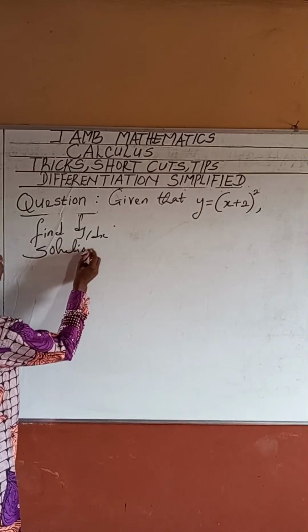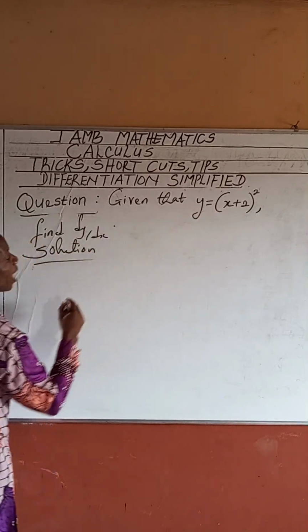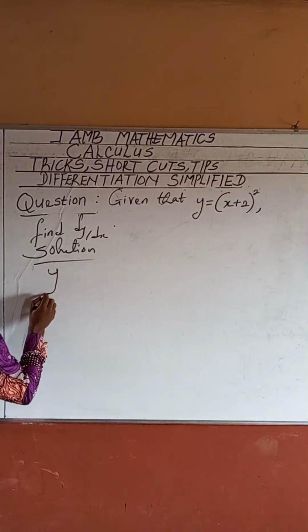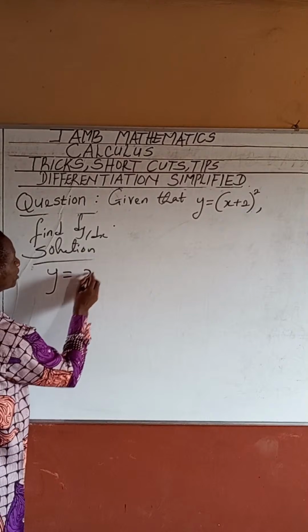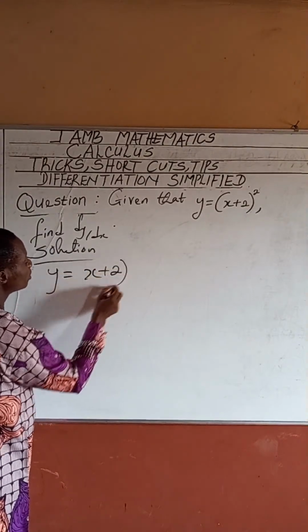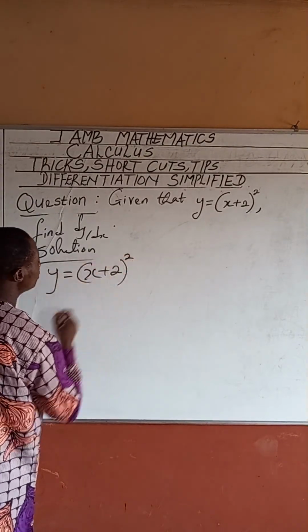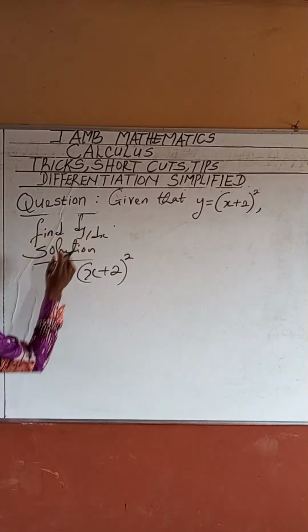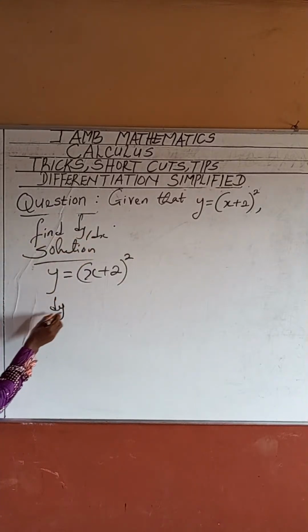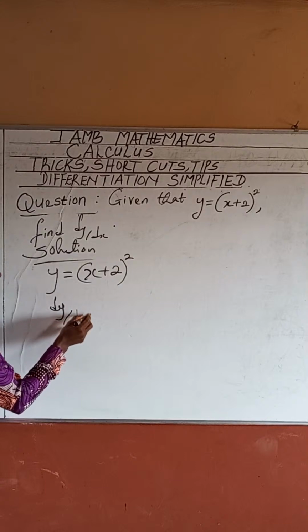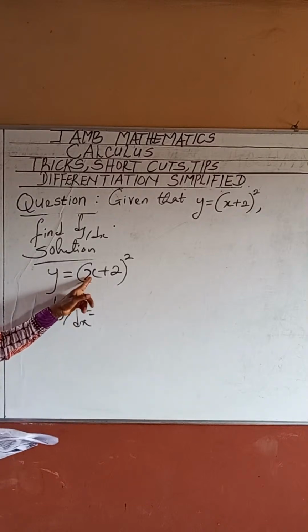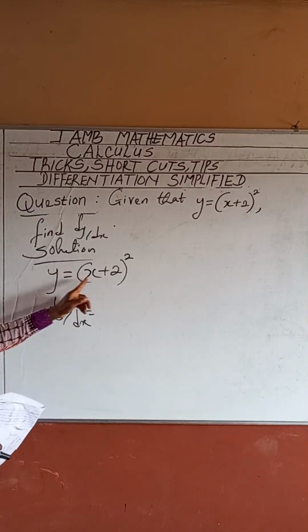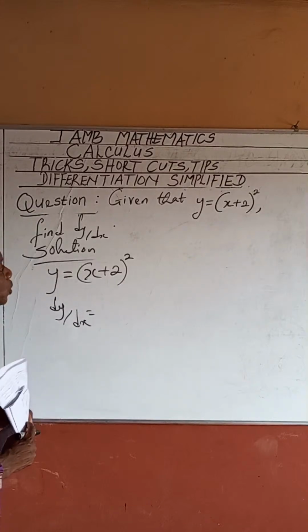Now let's look at this. We have y equals (x plus 2) raised to 2. We are to find dy/dx, as in differentiate, that's the meaning. Differentiate it with respect to what we have here. If it's theta that is here, it would be dy/d theta, but this is x, so dy/dx, with respect to x. So who can give us the solution to this?